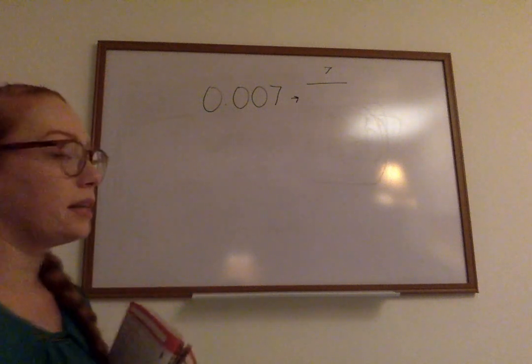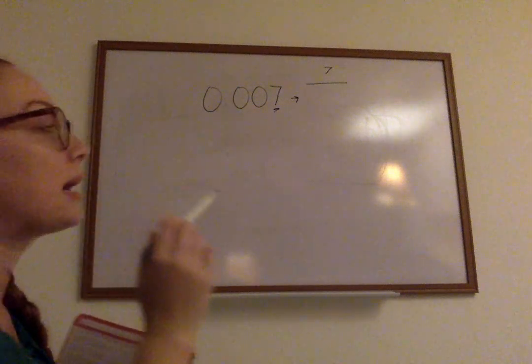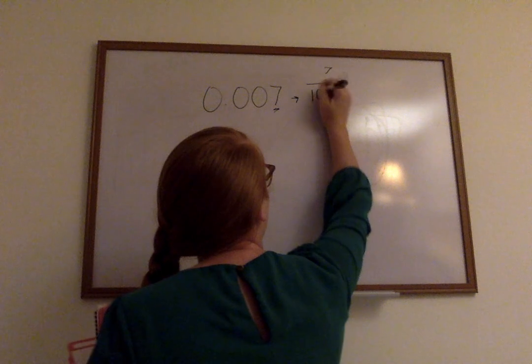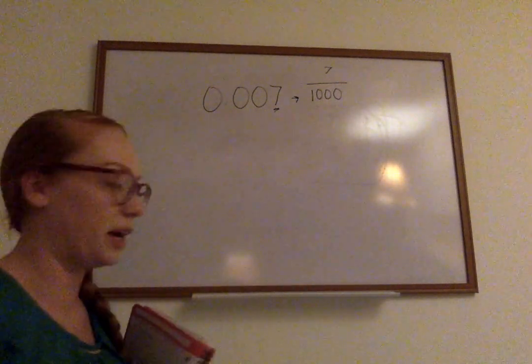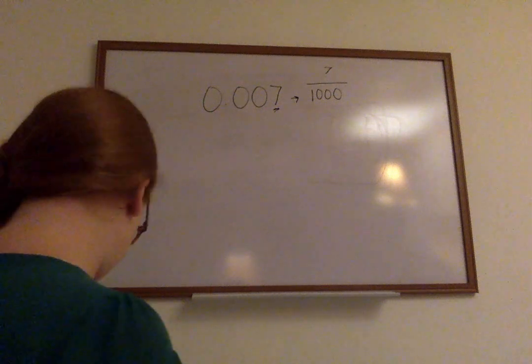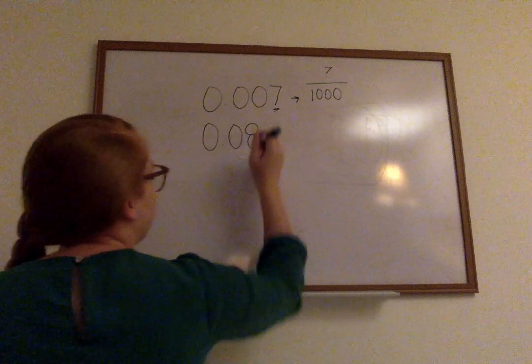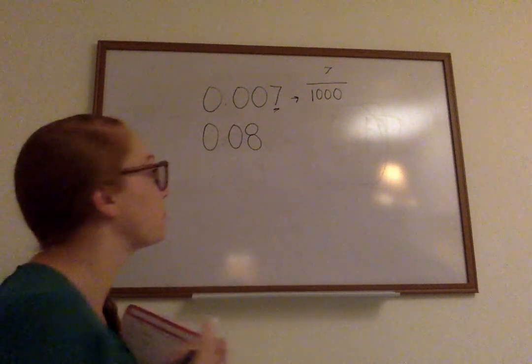My denominator is going to be whatever place value my last number is in. This time my 7's in my thousandths place. So I'm going to write 7 over 1,000. So 1,000 is in my denominator, my bottom spot. Next, what if I had 8 hundredths? 0.08 is read as 8 hundredths.